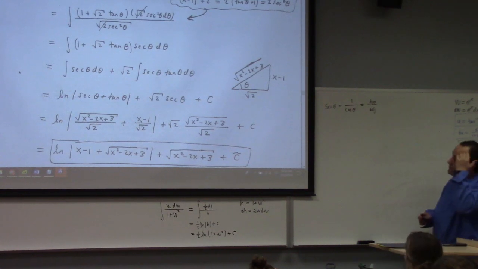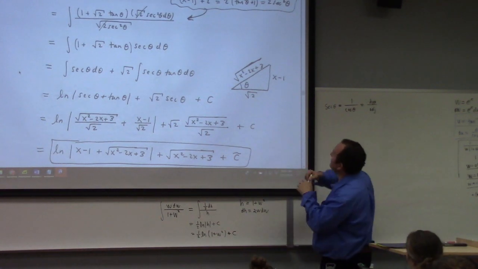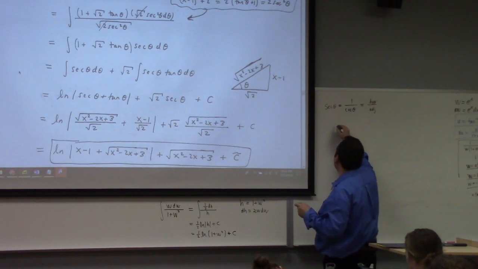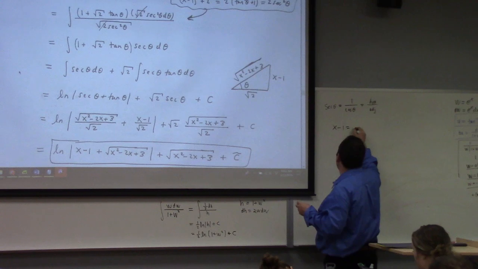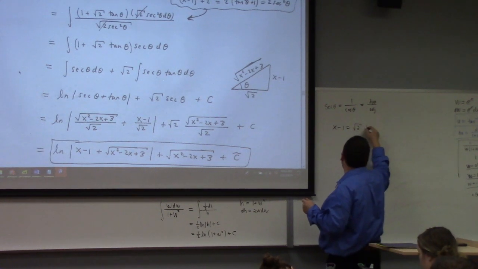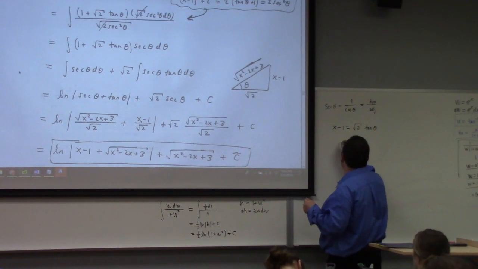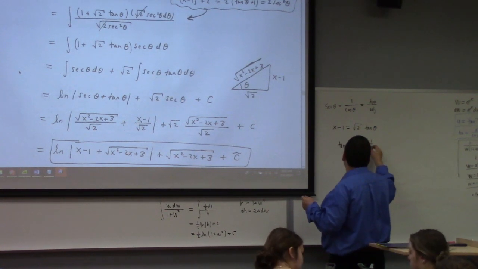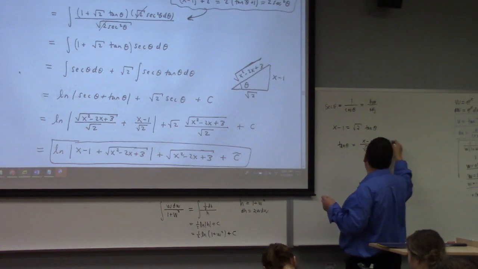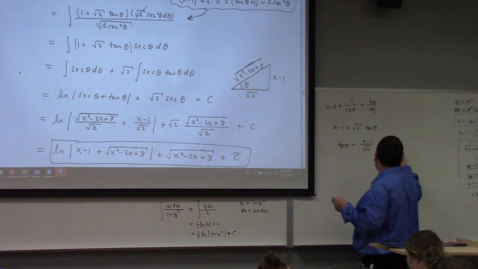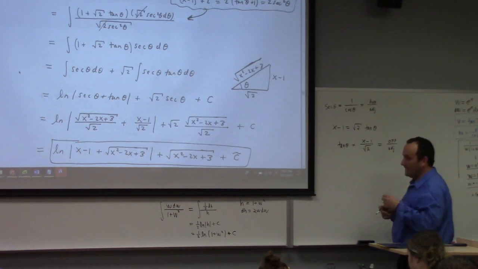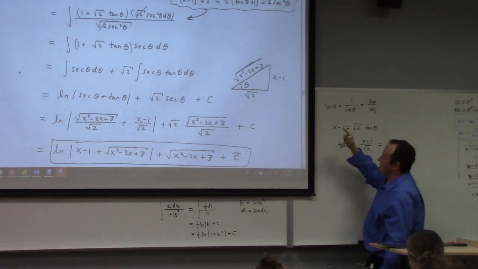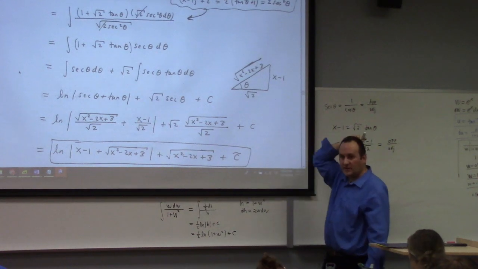So again, I make my triangle. Now, where did that triangle come from? I've lost it. What was it? x minus 1 equals root 2 tangent theta. Was that my substitution? It was, wasn't it? So I solved for tangent theta. Tangent theta is x minus 1 over root 2. So I think of this as opposite over adjacent. And that's why I draw that triangle that I do. I put the opposite side as x minus 1 and the adjacent side is root 2, right?